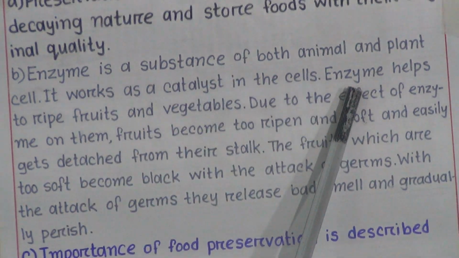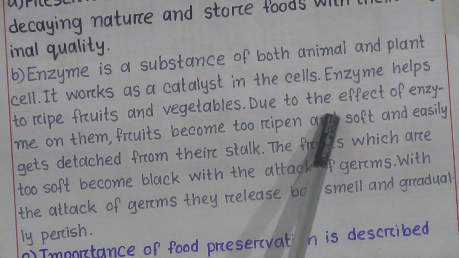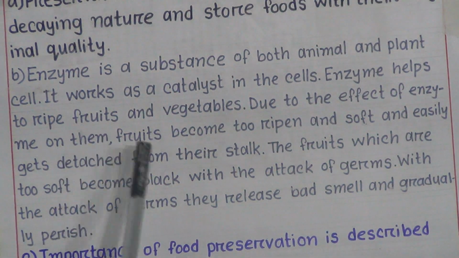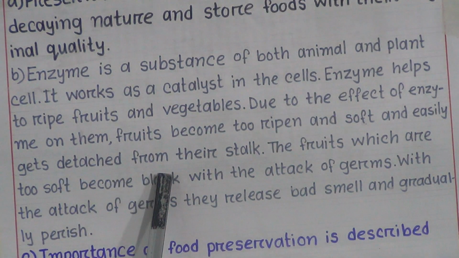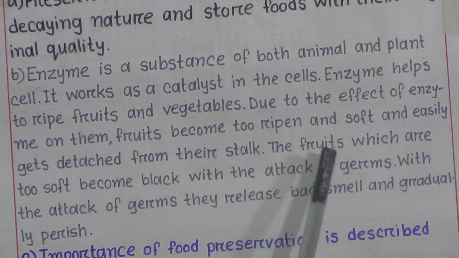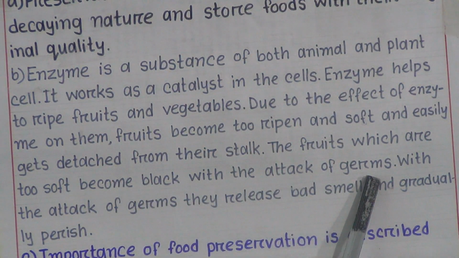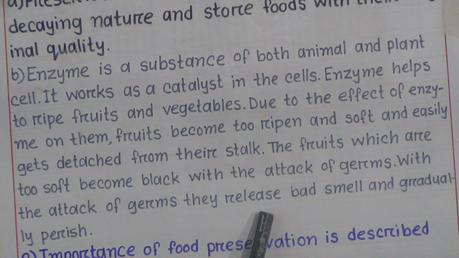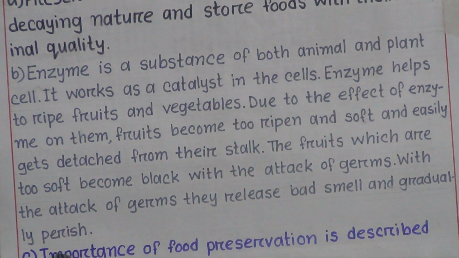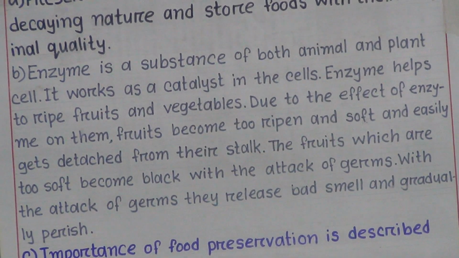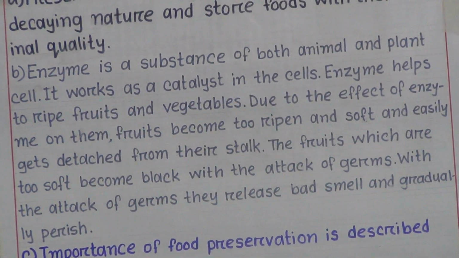Due to the effect of enzyme, fruits become too ripe and soft and easily get detached from their stalk. The fruits which are too soft become black with the attack of germs. With the attack of germs, they release bad smell and gradually perish. I hope you have understood the answer and that you are able to write about enzyme.